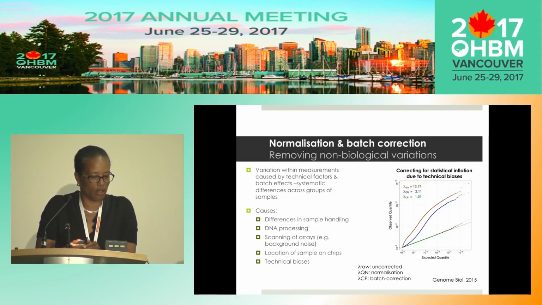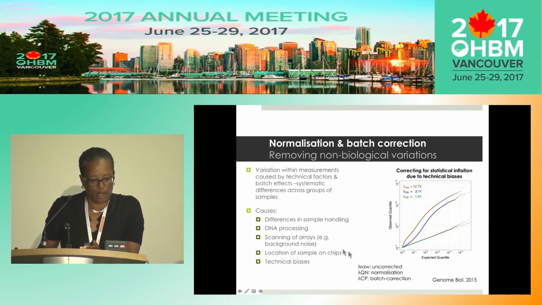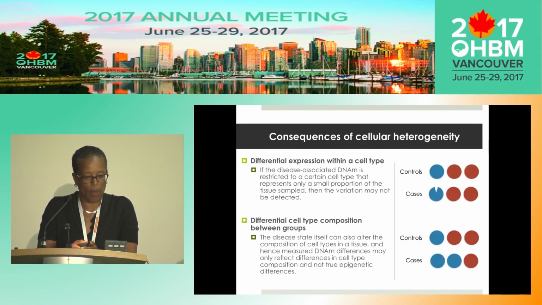Biological variations that are caused by batch effects or technical factors. And this graph here shows how this correction is very important. So this is what you see: inflation that is caused by not correcting the intensity values, and inflation that has been almost normalized and disappears after performing normalization and batch correction before your association studies.